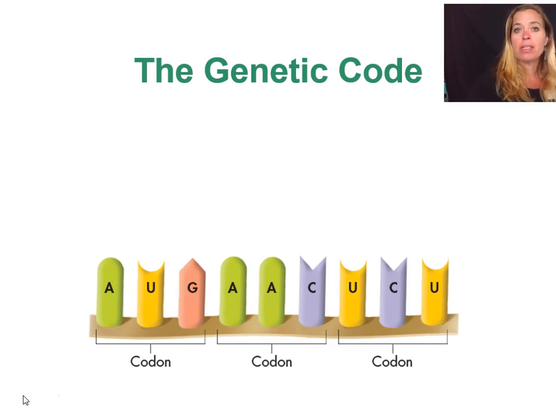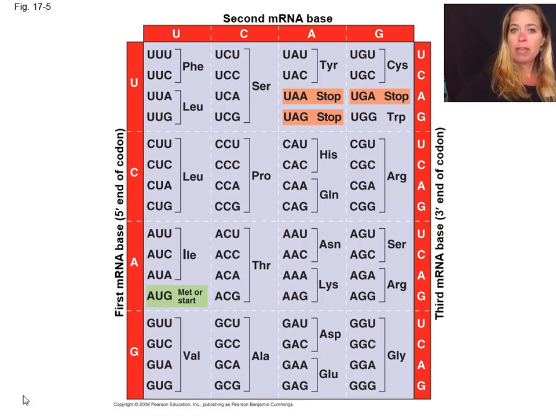Using those charts, let's see if we can decode this mRNA molecule. If you look at the first codon, it's AUG. Looking at this first chart, we would go to the third row down on the left-hand side. Then we would go to the first column, and then we would look for AUG. AUG stands for methionine, abbreviated MET, which is actually what we call the start codon. It's the start of every protein. You should probably know that.